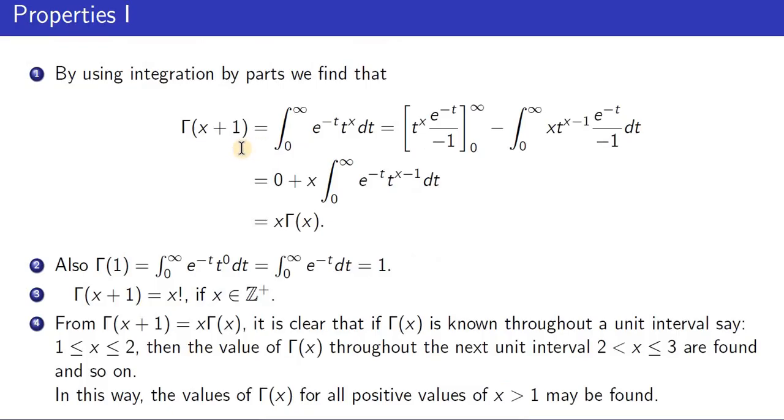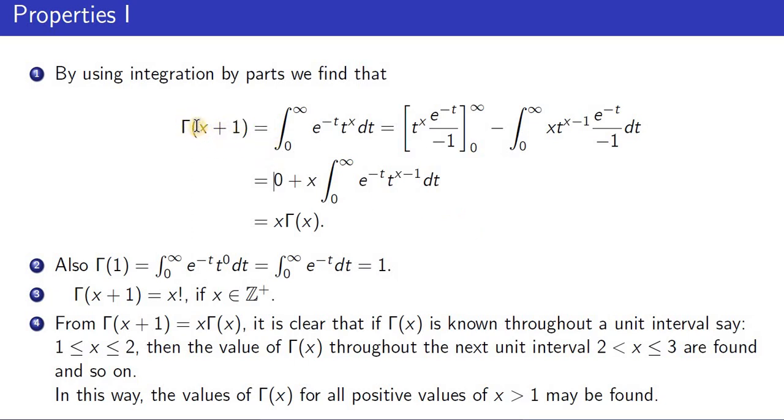Let us see an important property of the gamma function. This property makes it a generalization of the factorial notation. The gamma function is actually a generalization of the factorial for positive integers. The property says gamma of x plus 1 is equal to x into gamma x for any positive value x. It's easy to see that.